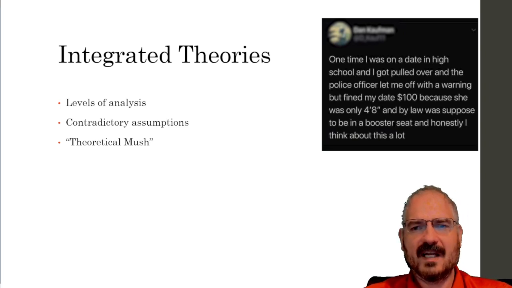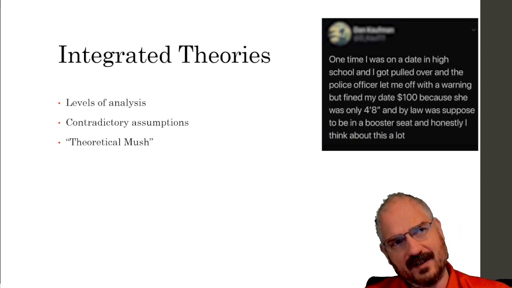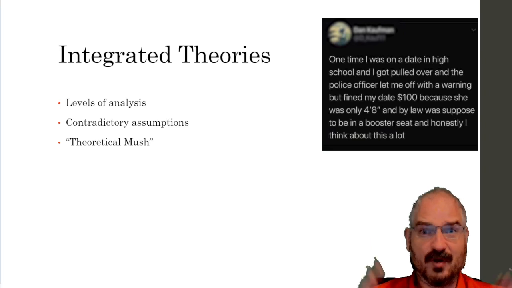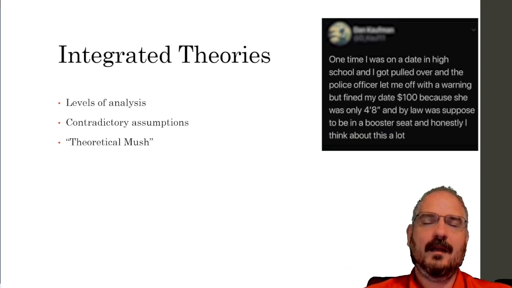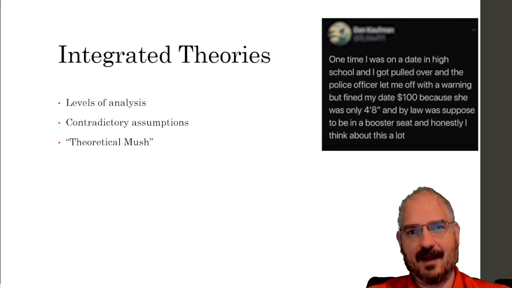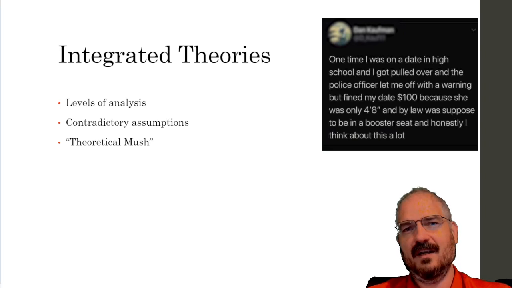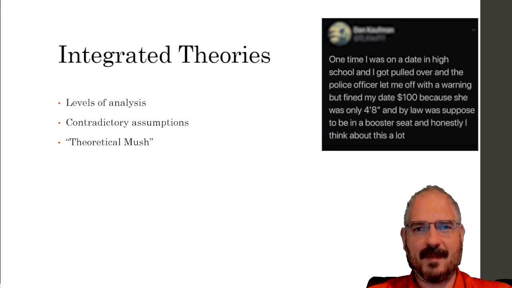So it's not as easy as just saying, oh, well, this variable from this theory and this variable from this theory, and let's put them together, and boom, we have an even better theory. It gets a lot more complicated than that when you look at levels of analysis and assumptions and different fundamental beliefs behind how and why these theories can predict or are associated with criminal behavior.